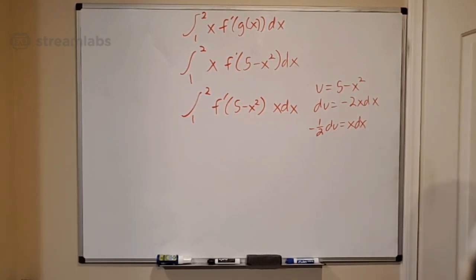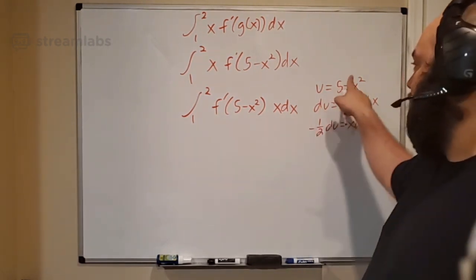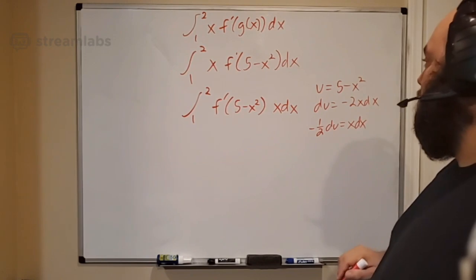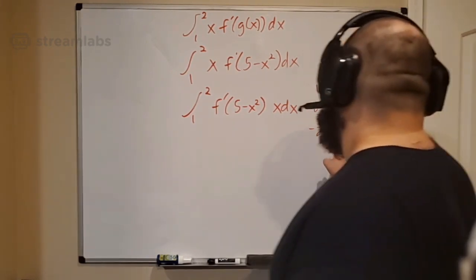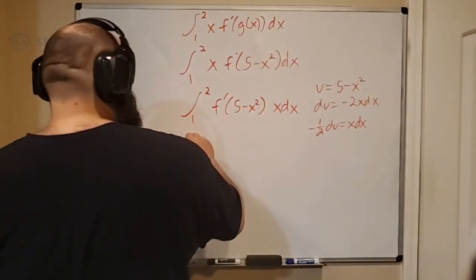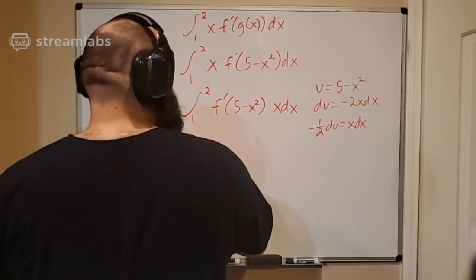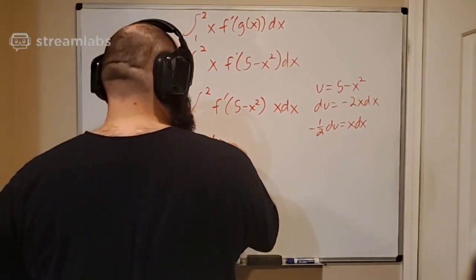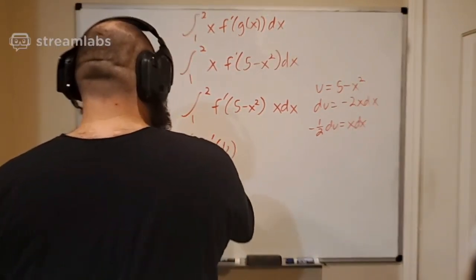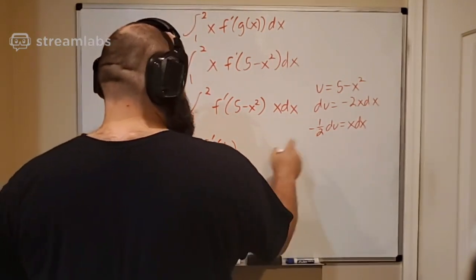I think it's going to be something like this where it's relatively easy to spot u and du. So then plug everything in, and you get f prime of u, bring the negative 1/2 out front, and then x dx turns into du, and 1 to 2.